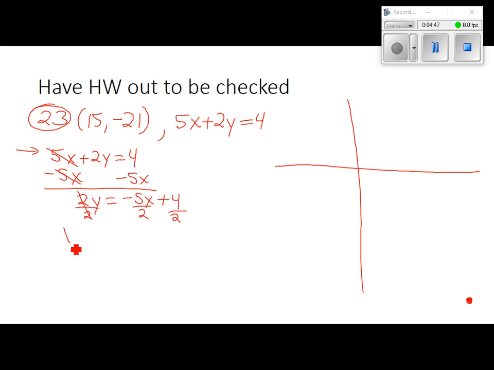Leaves us with y equals, can't really divide 5 by 2. It's not going to come out even, so I'm just going to leave it this way. -5 over 2x. What's 4 divided by 2? What's the y-intercept in that equation? 2 is your y-intercept. Stuff you gotta remember from algebra last year. What's your slope? -5/2. All right? So you remember all this from algebra last year.